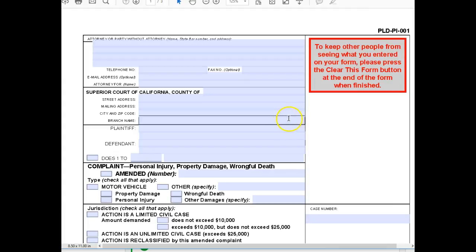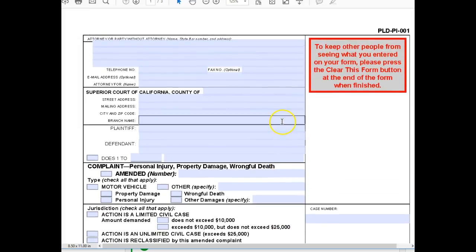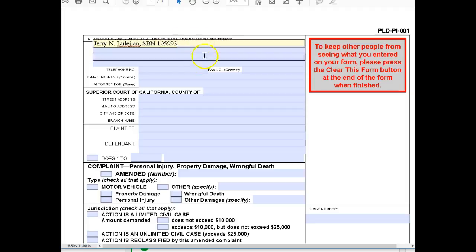Now, this is more or less like a face page where it brings in just general information about the case, and then it says what kind of documents are appended to it as part of the complaint. But let's start out with first, who is the attorney? They said before, it's me, so you're going to put my name down there, and then you're going to put my state bar number, SBN, and it's 105993. You always put the state bar number of the attorney, who is the one filing the document, at the top of the document. It's required by law now. If you don't put that in there, they will not file it.